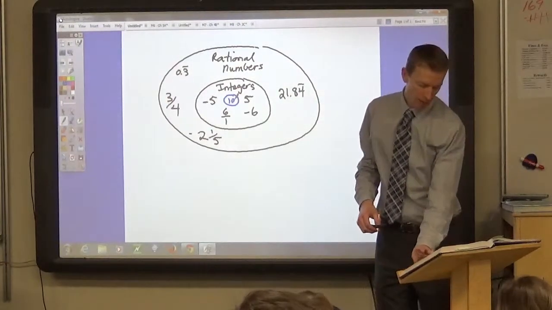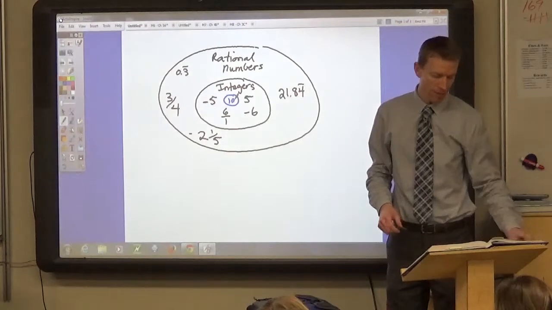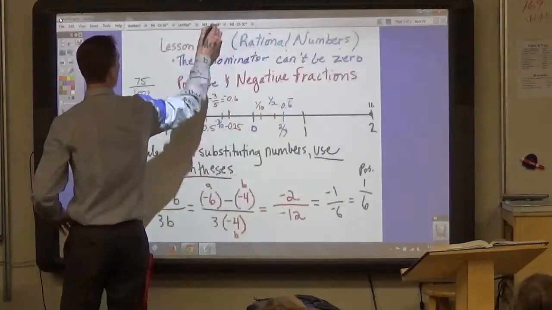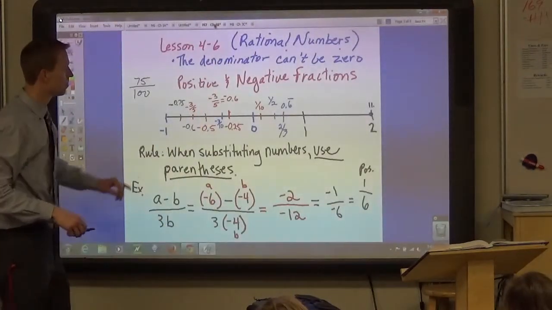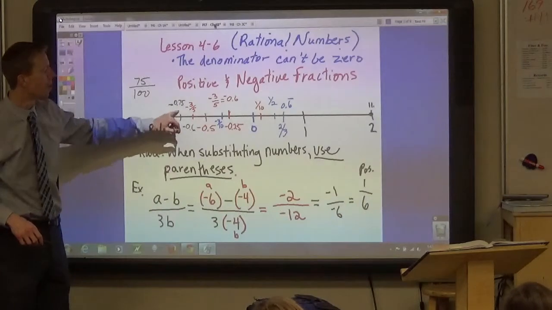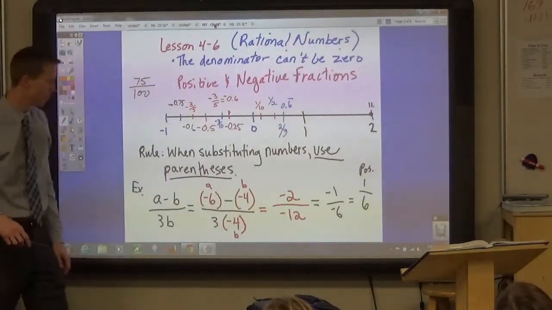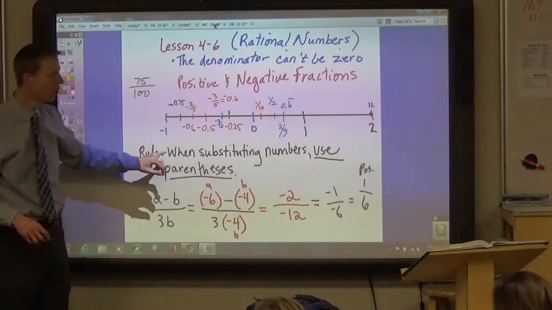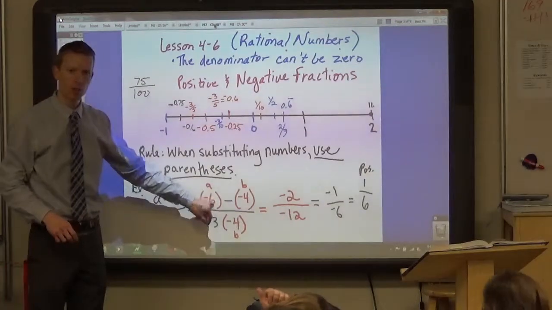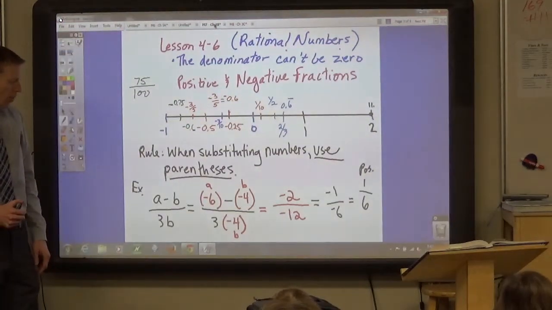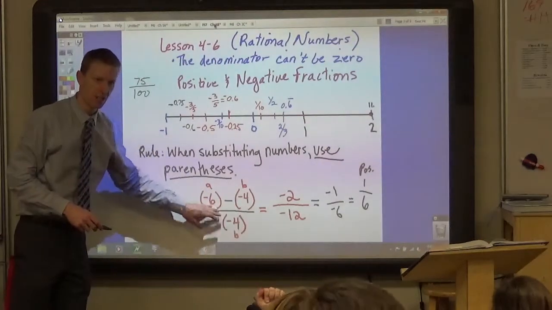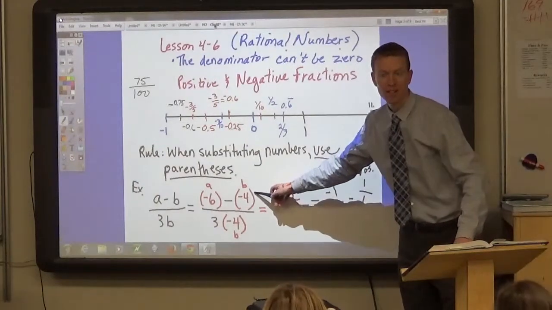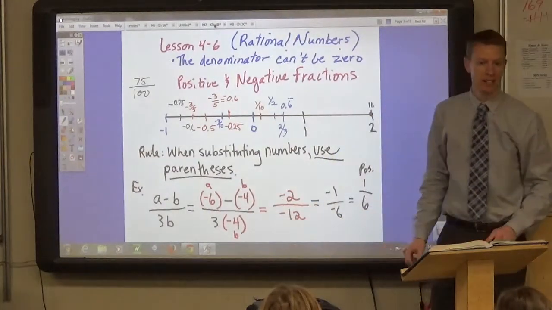So, when it comes to rational numbers, we're talking oftentimes about fractions. Let's go back to the notes we had before. All of these are rational numbers. Now, you're going to be working with fractions today. Whenever you are substituting in numbers for a variable, we learned you need to put them in parentheses, right? So, when you're copying these notes, make sure that you're putting these numbers in parentheses.